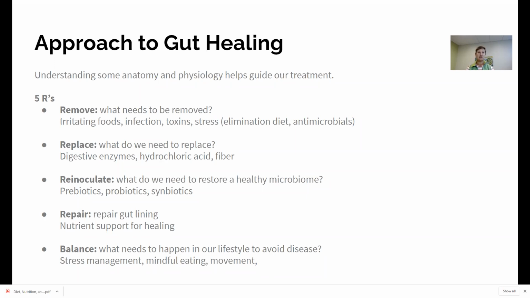The next thing we're thinking about is repairing. And how do we repair that gut lining? What nutrients do you need for healing your gut? We know that things like glutamine, arginine, vitamin A and D, vitamin C, zinc, pantothenic acid, vitamin E, all of these things can help support our gut. A lot of these things we can get through a healthy diet.